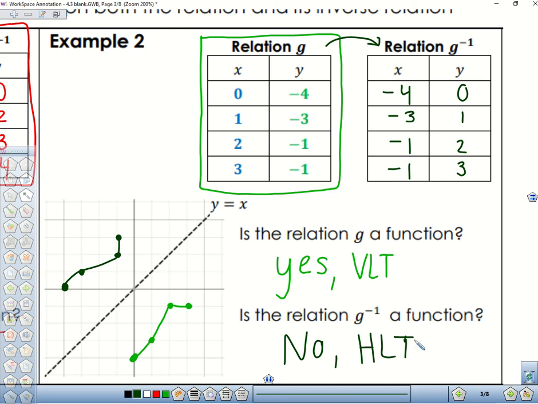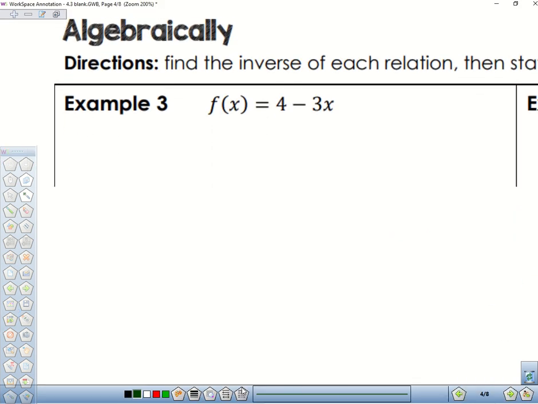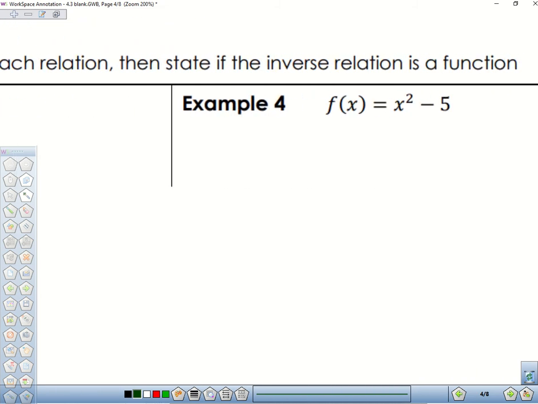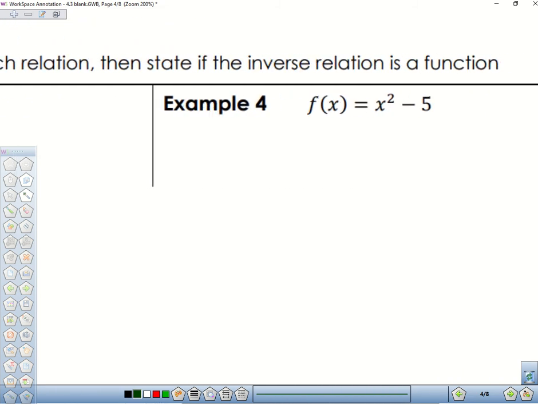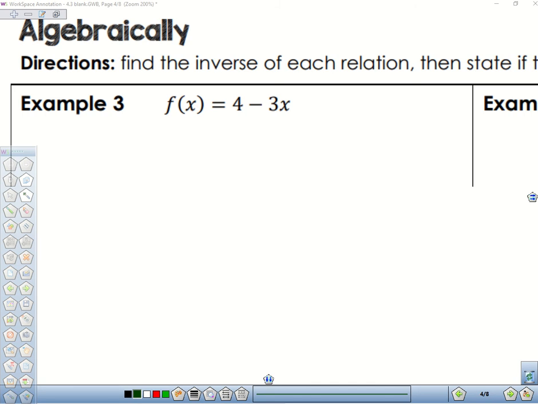So how do you guys feel so far about using a table to find the inverse? Good with tables? Okay. So now we're going to try doing it via equation. You guys ready? All right. So we're looking at example 3. It says find the inverse of each relation and then state the inverse if the inverse of the relation is a function. So I'm going to show you guys how to do this algebraically.